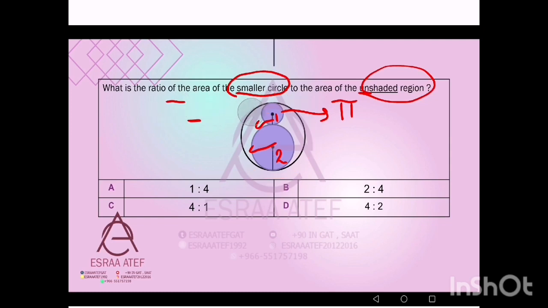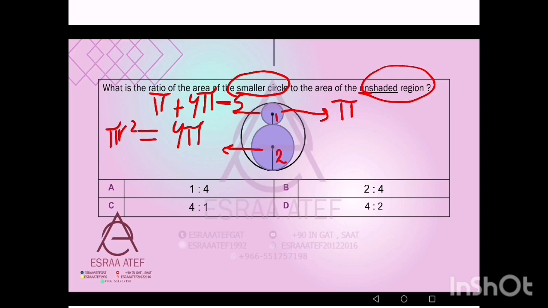How can we do it? First, we know that the area of the smaller one is pi. The area of the bigger one will be pi r squared, and here r is 2, so it will be 4 pi. So we add pi plus 4 pi, and the sum will be 5 pi. So the two circles here will be 5 pi.